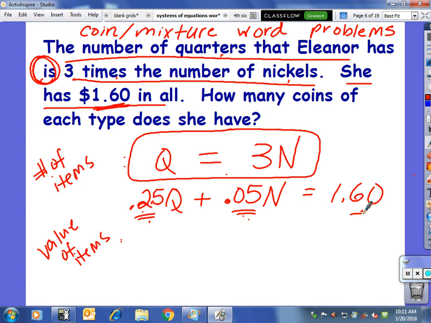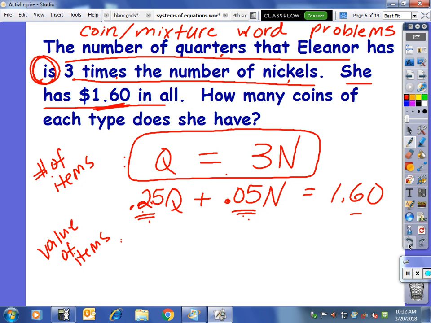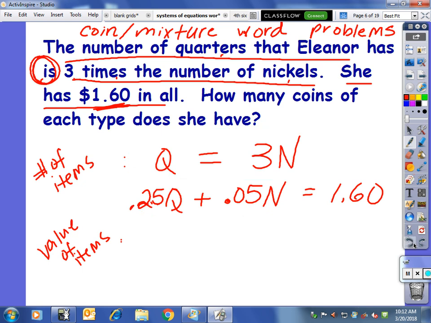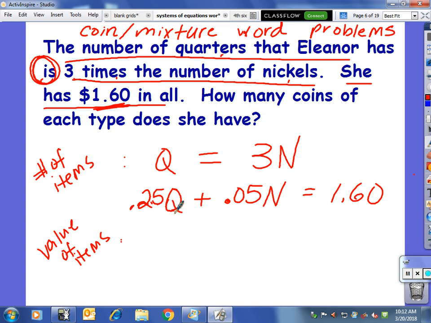It's got money throughout. Now, once you get your equations set up, you have to decide how you want to solve it. Graphing, or using the calculator here, is probably not the best way to go, because you'd have to know which is x and which is y. I would just leave it like Q and N, and I would either do substitution or addition.